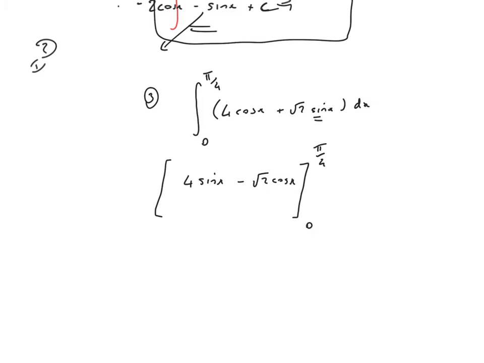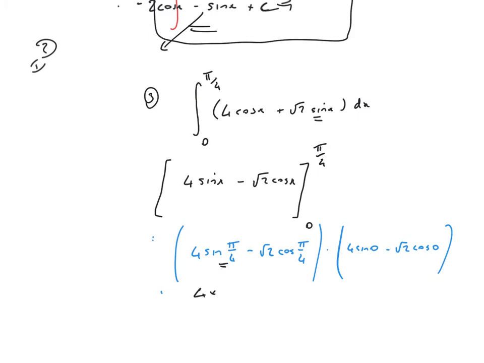Okay, so I'm now ready to make those substitutions. So it's going to be 4 sine pi over 4 minus root 2 cos pi over 4, close the bracket, minus open up, 4 sine 0 minus root 2 cos of 0. And at this point, it's good solid knowledge of my exact values that's going to take me forward. So pi over 4, remember, is 45 degrees. So sine pi over 4, sine 45, that's 1 over root 2. So that's 4 times 1 over root 2.